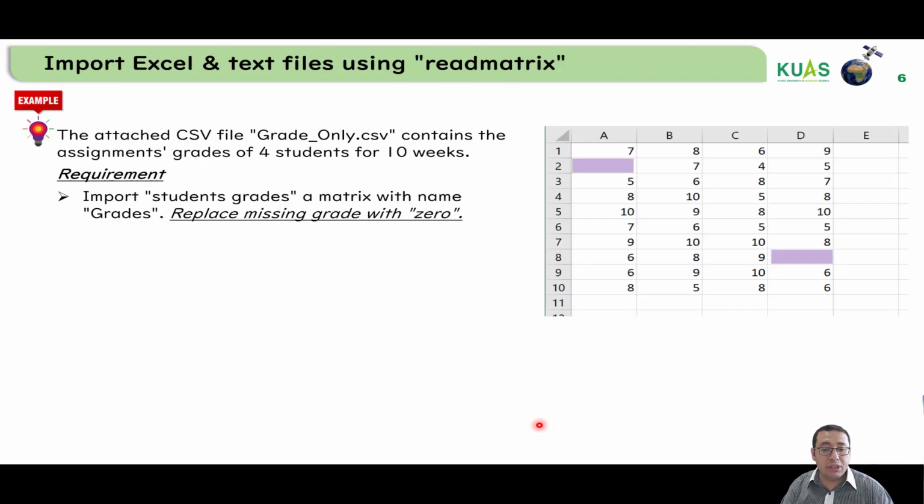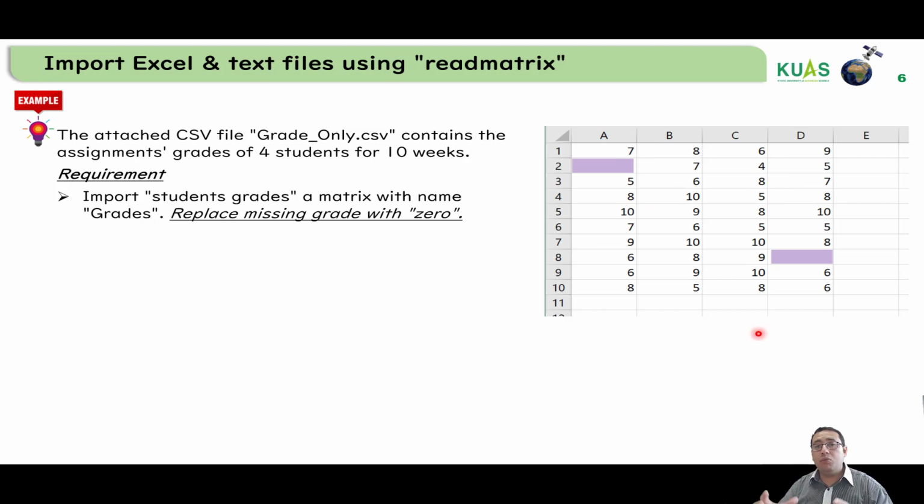Let's take an example to understand that. In the first example, we need to read from the attached CSV file named grade_only.csv. In this file, we have the grades of 4 students over 10 weeks. This is the file. We have 1, 2, 3, 4 up to 10, so 10 weeks, and every column represents one student.